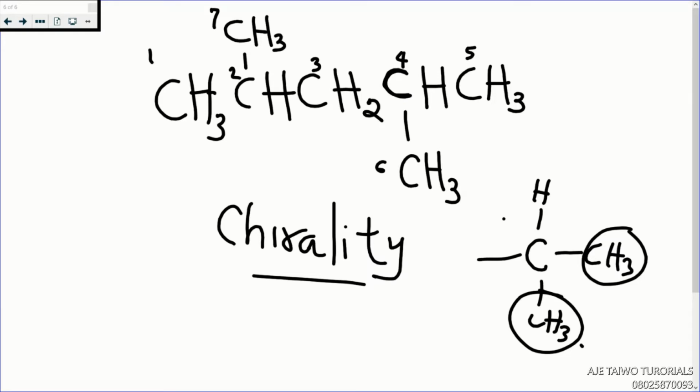A chiral center has a non-superimposable mirror image. That means the mirror image of that molecule cannot be superimposed on it. You cannot overlap them on each other.